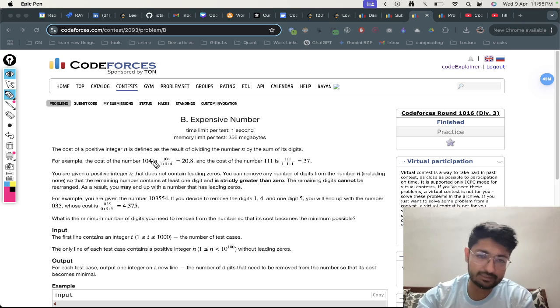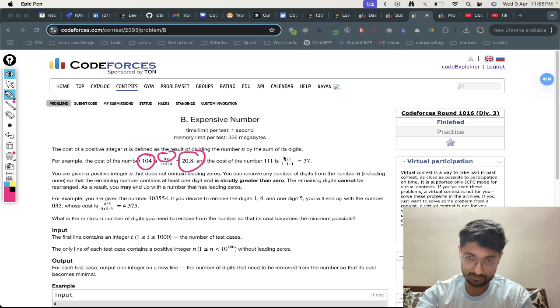So as you can see, the cost of 104 is 104 divided by the sum of 1 plus 4, which is equal to 20 point something. Similarly like this. So this is what the cost of a number is.